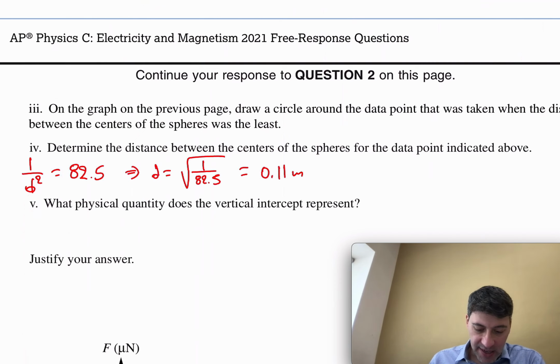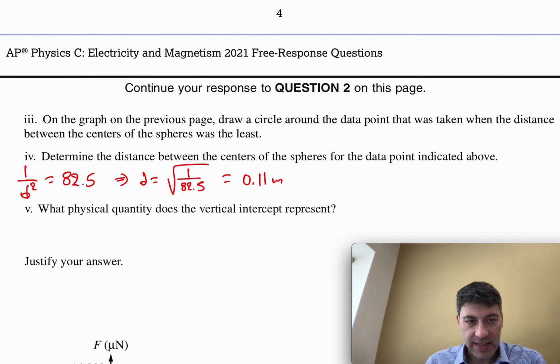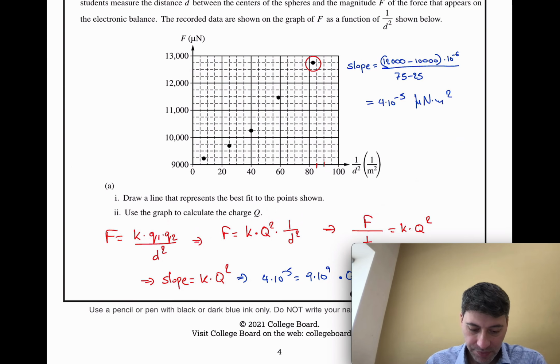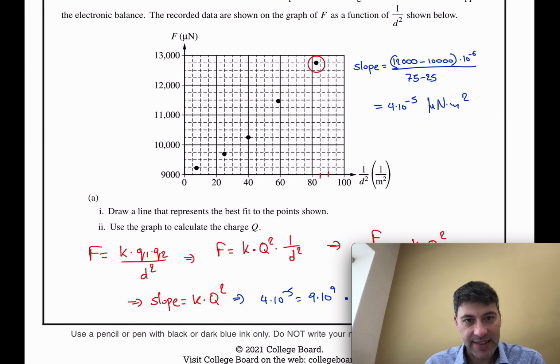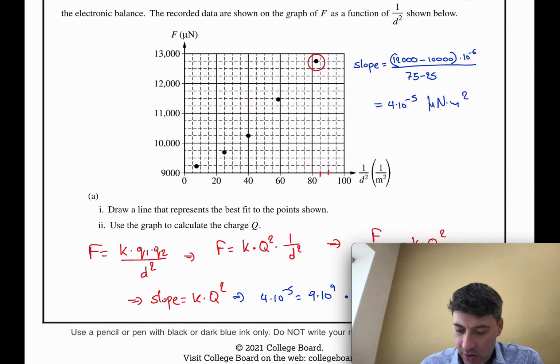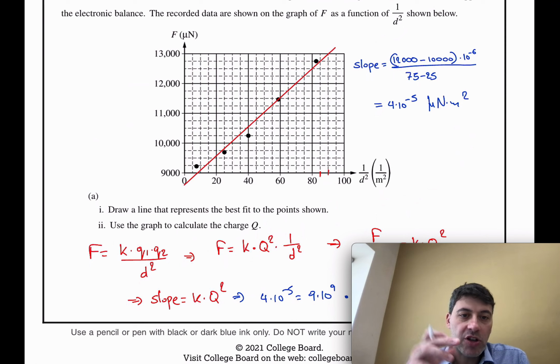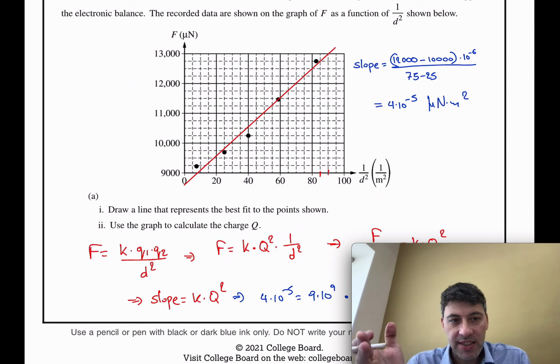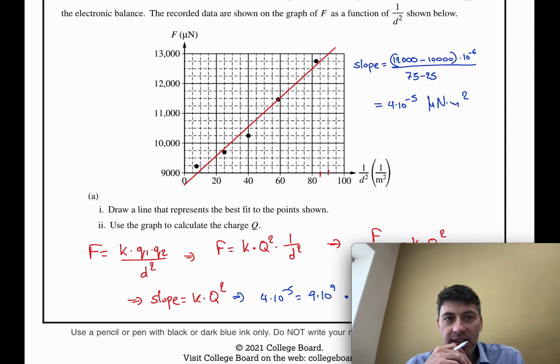And what physical quantity does the vertical intercept represent? Let's find again the diagram. The vertical intercept. Okay, if we consider that there is a vertical intercept, because in the previous diagram I considered that it passes through the origin. Actually, no, it's not the origin, it starts from 9,000. So the vertical intercept is around 8,000 micronewton.